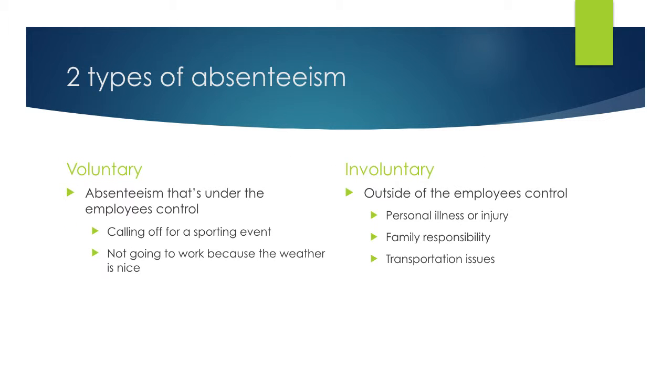There are two different types of absenteeism. One of them is voluntary, and the other one is involuntary. Voluntary absenteeism is under the employee's control. So basically, since spring is coming up, calling off for a sporting event or not going to work because the weather is nice. Versus involuntary absenteeism is something that's outside of the employee's control, whether it be personal illness or injury, a family responsibility, or some type of transportation issue. So voluntary is there's a choice. Involuntary is something happened to you. There's no choice.